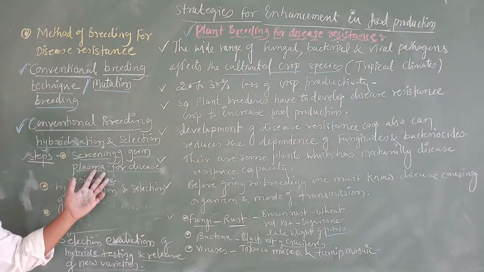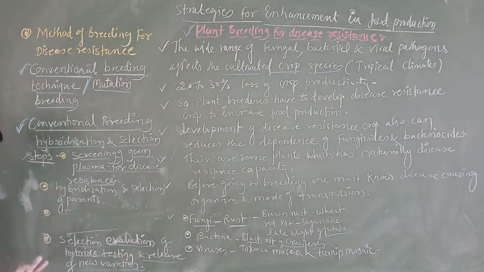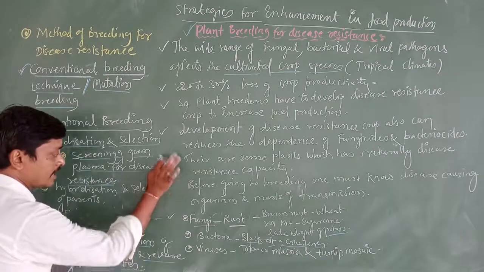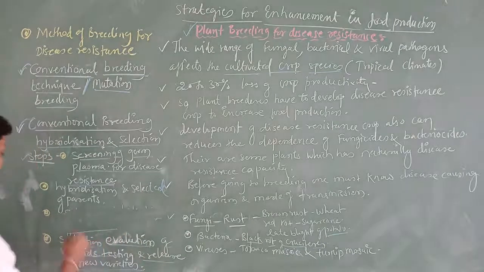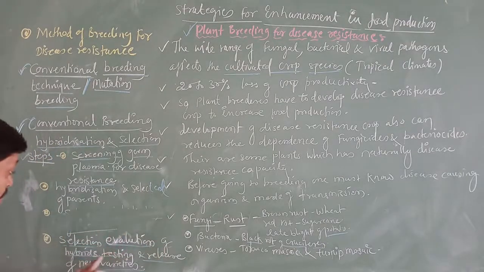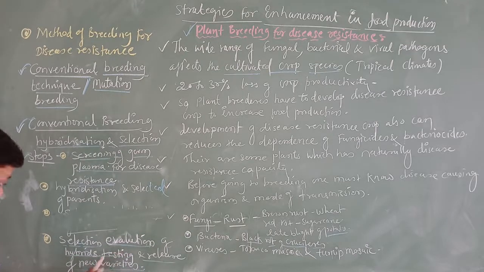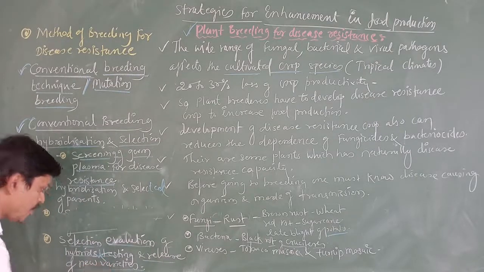In the sense, first we go for screening of the germplasm for disease resistance, then after that hybridization of the selected parents. After that, selection and evaluation of the hybrids, whatever new offspring you get. Then we go for testing and release of new varieties. Understood? Testing and release of new varieties.